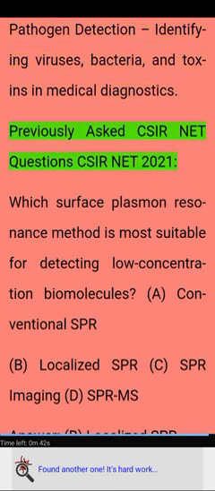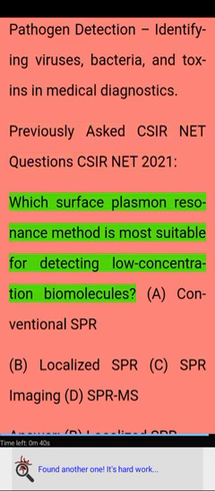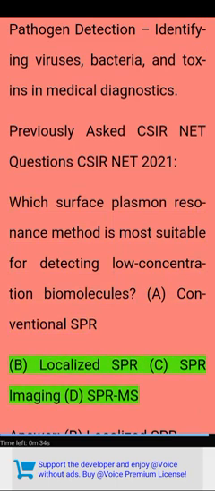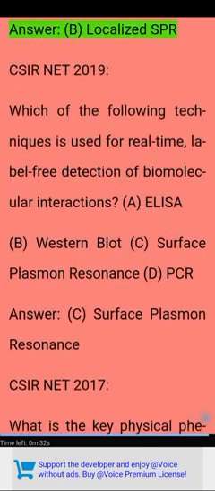Previously asked CSIR NET question, CSIR NET 2021. Which surface plasmon resonance method is most suitable for detecting low-concentration biomolecules? A. Conventional SPR. B. Localized SPR. C. SPR imaging. D. SPR-MS. Answer: B. Localized SPR.